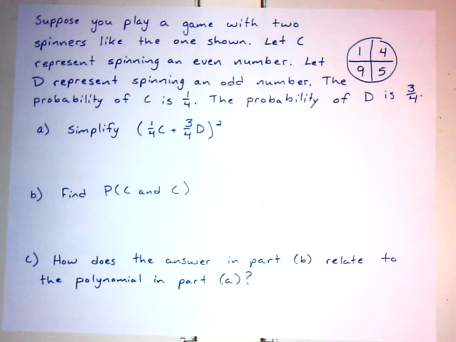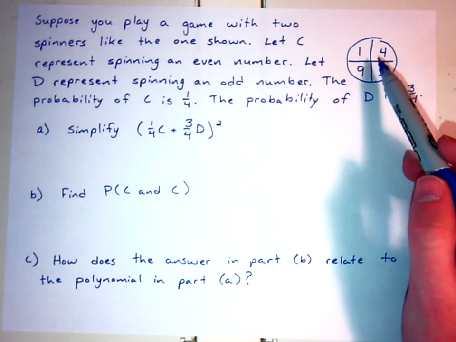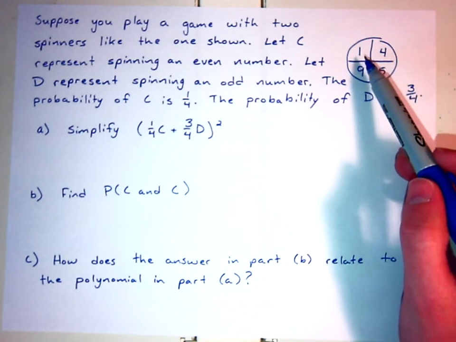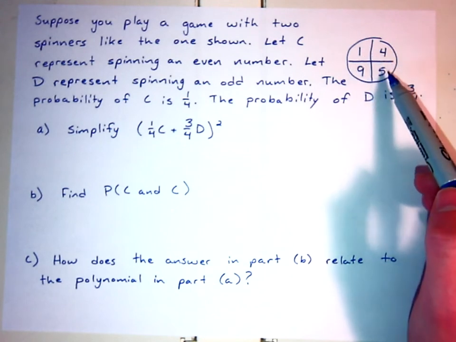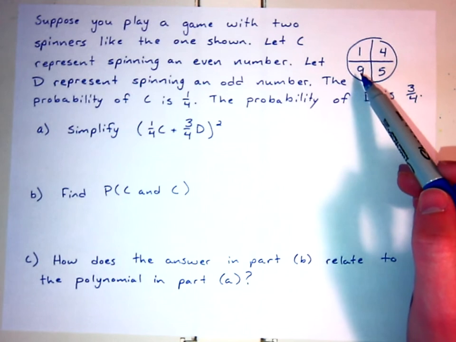For this lesson, we are talking about a word problem from our lesson on multiplying special cases relating to polynomials. The word problem says, suppose you play a game with two spinners like the one shown. We have a spinner here on the right, and one section is a 1, one section is a 4, one section is a 5, one section is a 9.